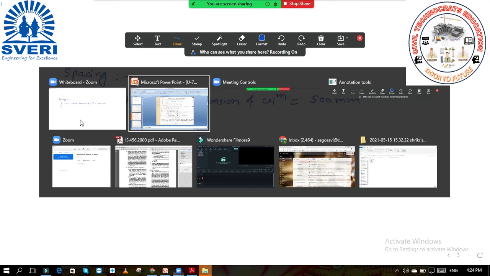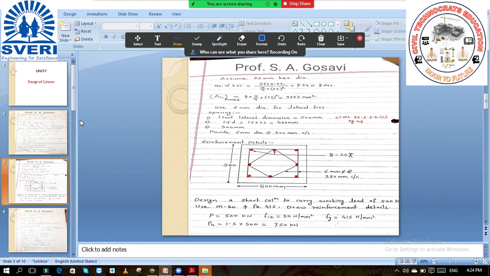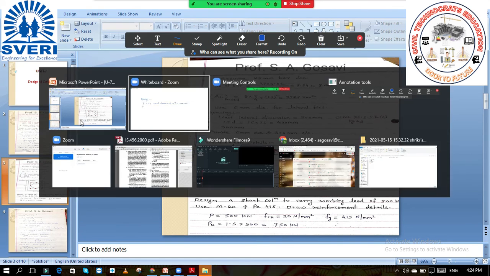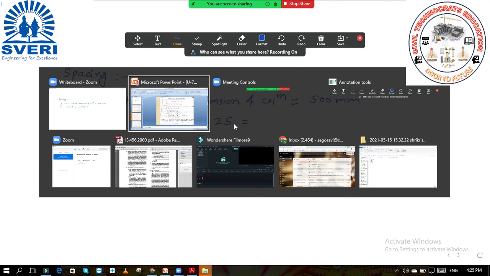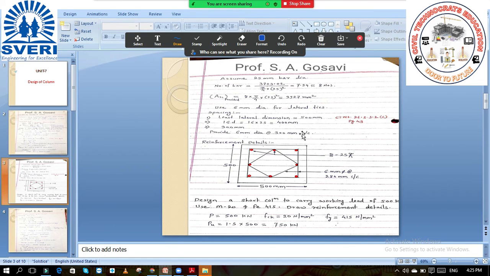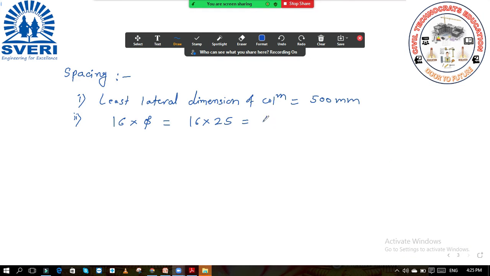Second is 16d. 16 times the smallest bar diameter of the longitudinal reinforcement. So here it is 16 into 25. So how much is it? 16 into 25? It is 400 mm.